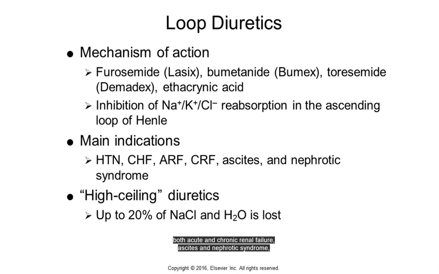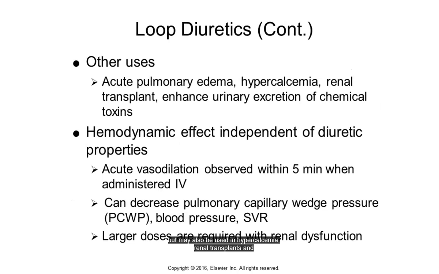They are indicated for hypertension, congestive heart failure, both acute and chronic renal failure, ascites, and nephrotic syndrome, which results from damage to the blood vessels in the kidney. They are also called high-ceiling diuretics because they cause up to 20% of NaCl and water to be excreted. As therapists, we most often see them in the treatment of pulmonary edema, but they may also be used in hypercalcemia, renal transplants, and to enhance urinary excretion of chemical toxins, such as lithium, amphetamines, or aspirin overdoses.